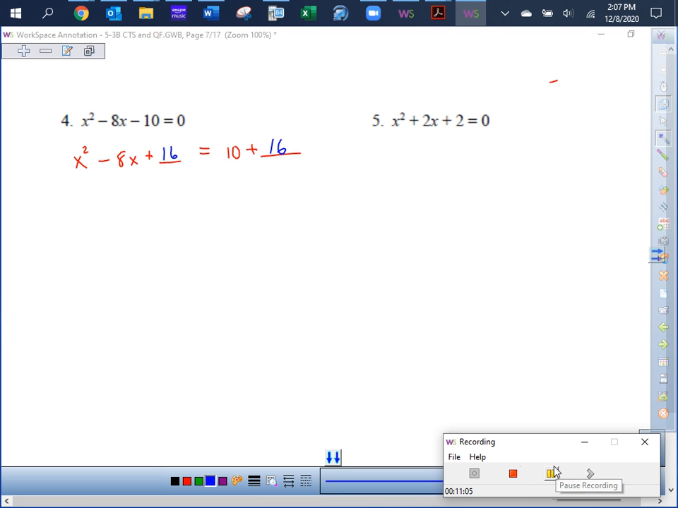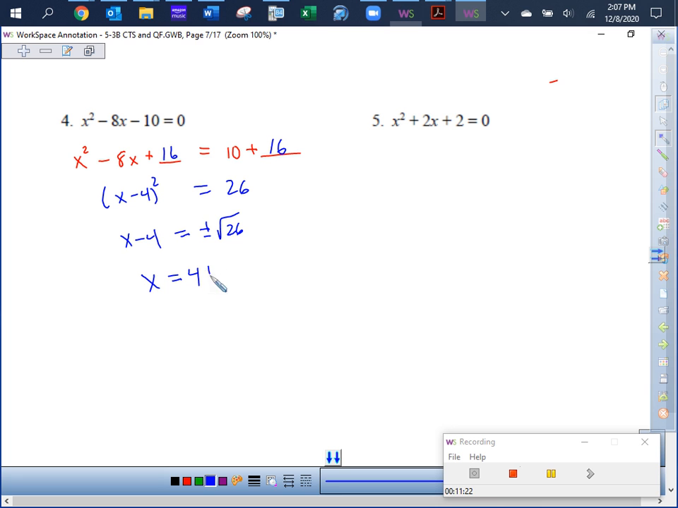So 16 is a number that goes in the blank. It's got to be positive. Then it factors to be x minus 4 quantity squared equals 26. Square root both sides. Square root of 26 does not simplify either, so my final move is to add 4 over, and x equals 4 plus or minus the square root of 26.